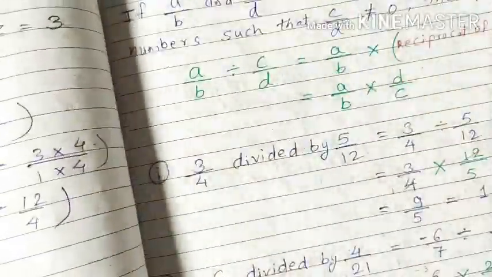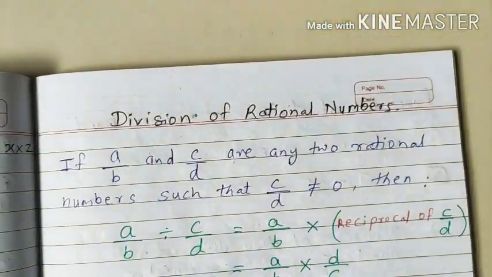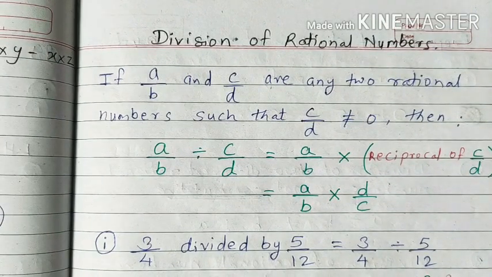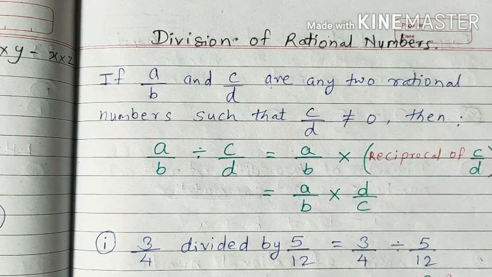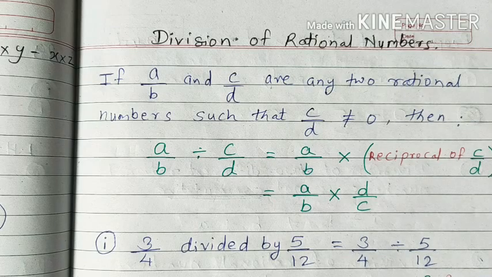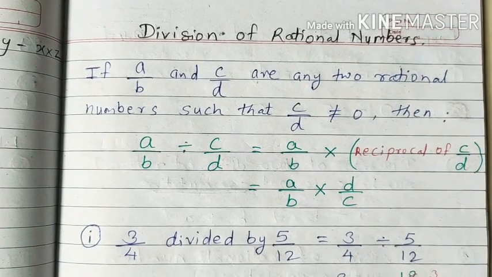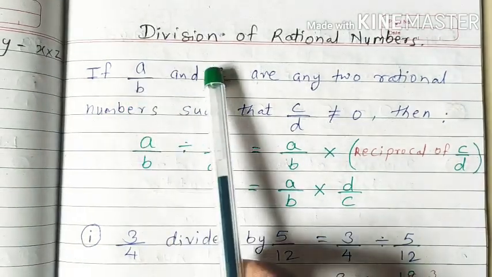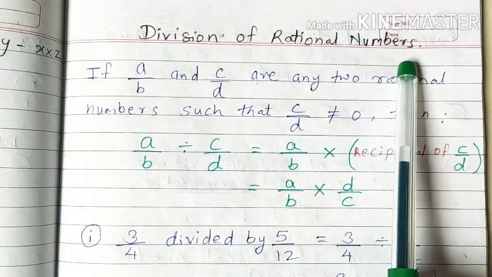Now what we are going to do today, we are going to learn about the division of rational numbers. Basically, for the division of rational numbers, whatever rules we have learned for multiplication, the same rules we have to apply for division as well. Let us understand how to do a division of rational numbers.